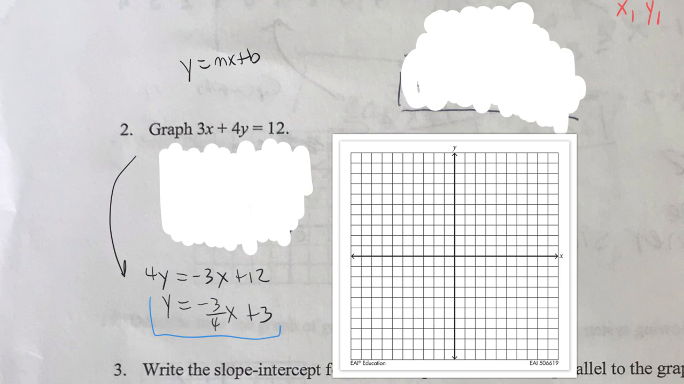At that point, we have the exact same equation. It's just that it looks different. Okay, this is in standard form. This is in slope-intercept form. Now, when it's written in slope-intercept form, it's very easy to graph.